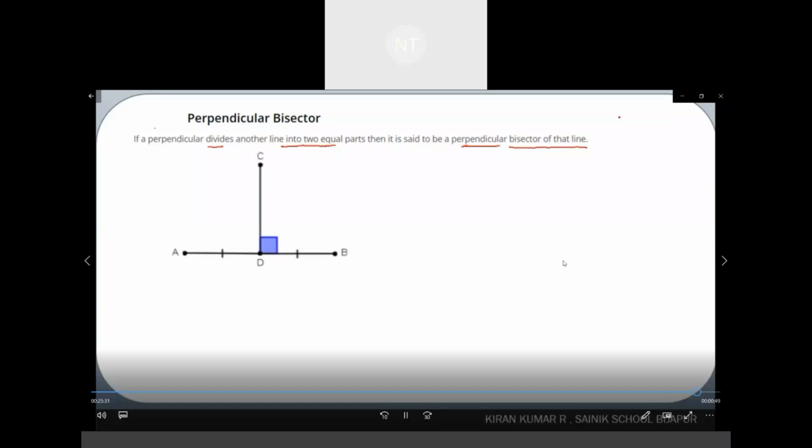Here, CD is perpendicular bisector of AB. It means that CD will divide AB into two equal parts, making AD equal to DB. And the angle measure CDB is 90 degrees. So there is a perpendicular and also bisector.